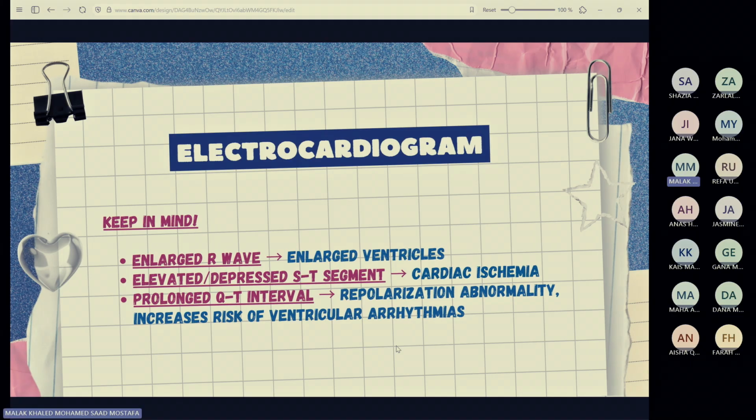Okay. Prolonged QT interval means that you have a repolarization abnormality. So what does your QT interval usually signify? It's signifying that your ventricles are depolarizing and then repolarizing, right? So if you have any issue with your repolarization, if it's longer, if it's shorter, then you will have prolonged QT intervals. Okay, that's it for these 3 diseases.